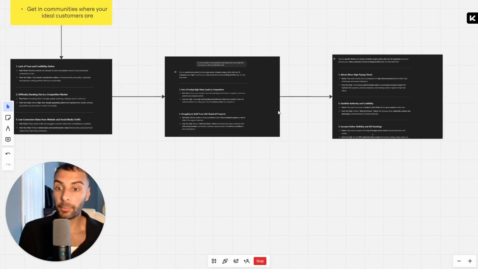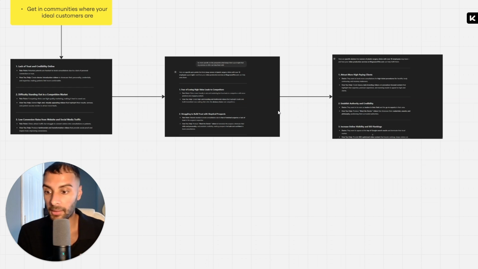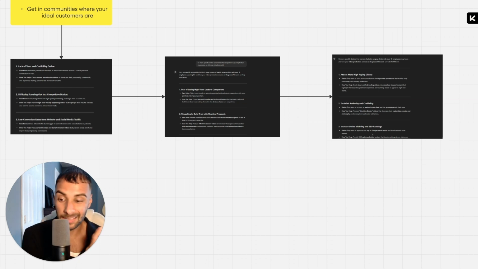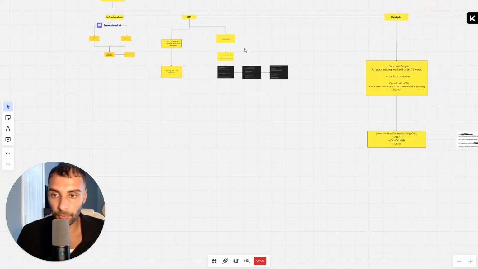Be like, what are the three biggest pain points that I could help them solve, or what are the three biggest desires that I could help them solve? And this works super well. Honestly, this works super well. So that is it for ICP.